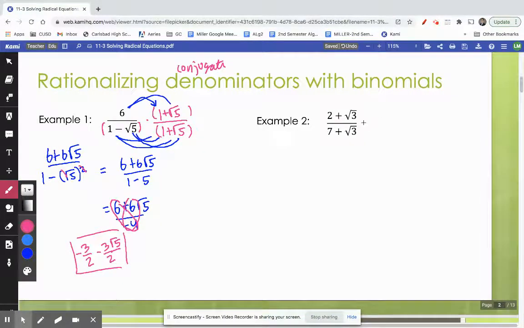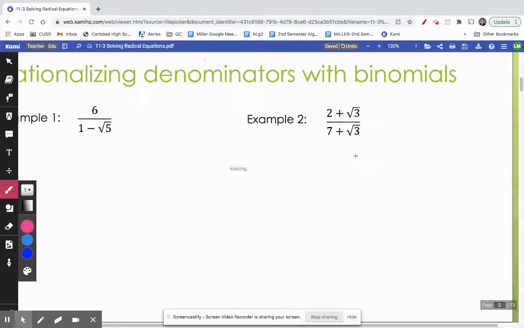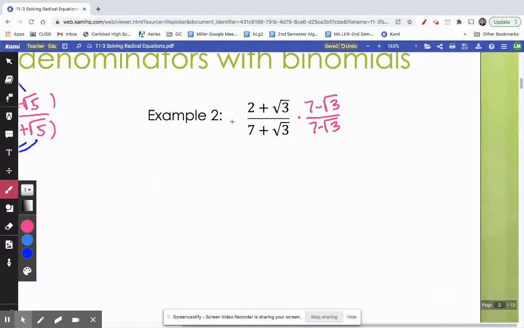We're going to multiply by the conjugate. So we have 7 minus the square root of 3 over 7 minus the square root of 3. You might notice here that we have a binomial on top and the bottom, so we have to FOIL twice here. All right, so on top, draw the lines, make it clear. First terms, we have 14. Outside, we have minus 2 root 3. Inside, we have plus 7 root 3. And then the last terms here, we have minus the square root of 3 squared.